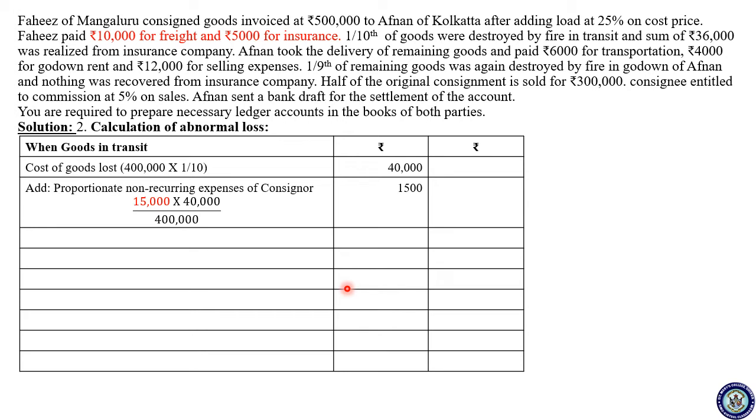Okay, next. Now the goods have been lost in transit. So we should not add the non-recurring expenses of consignee. Okay. Because the goods are lost in transit, the consignee is not liable to bear the loss. So in the first case, my total loss is 41,500.